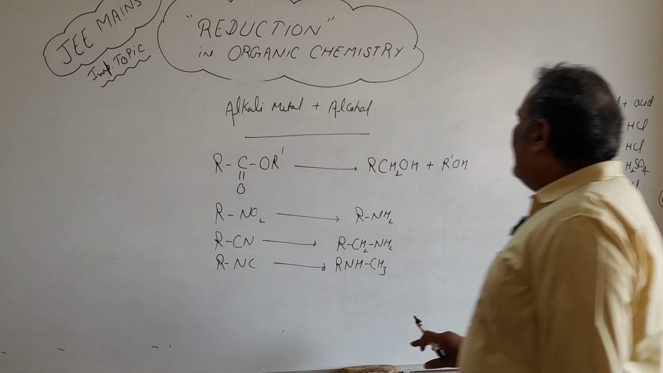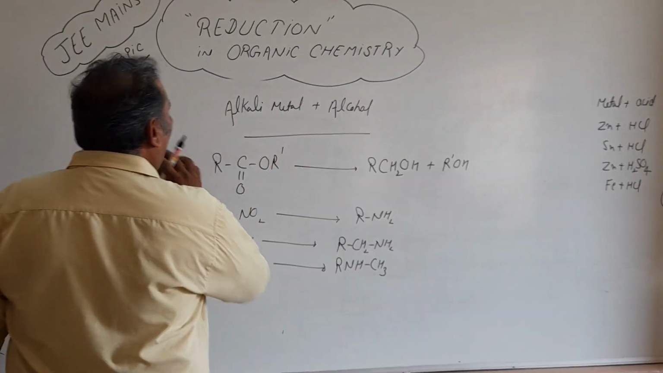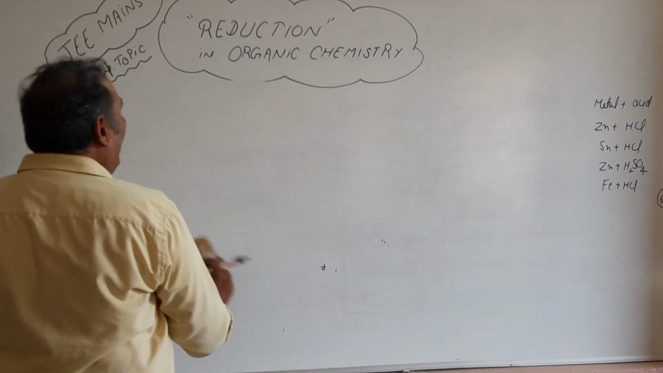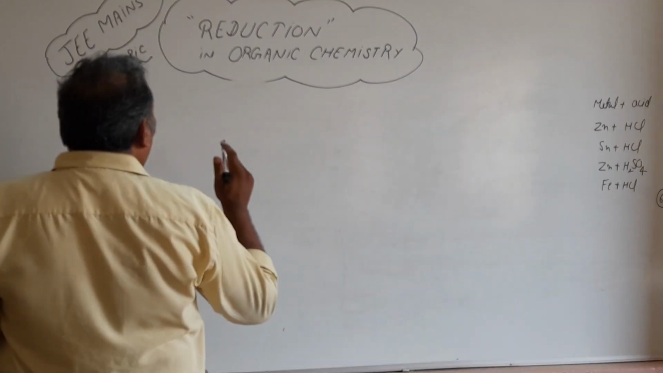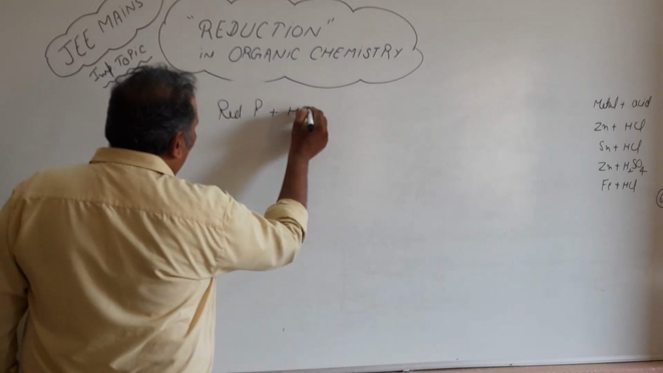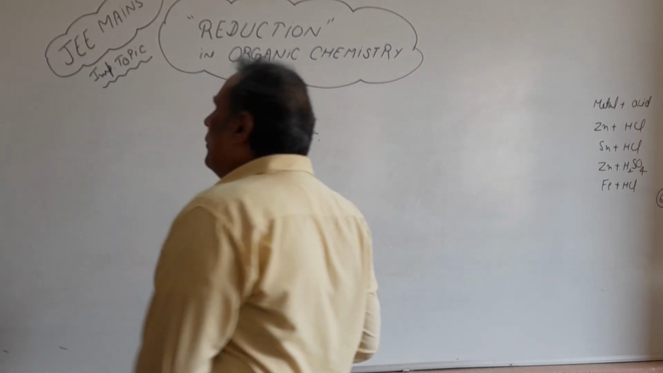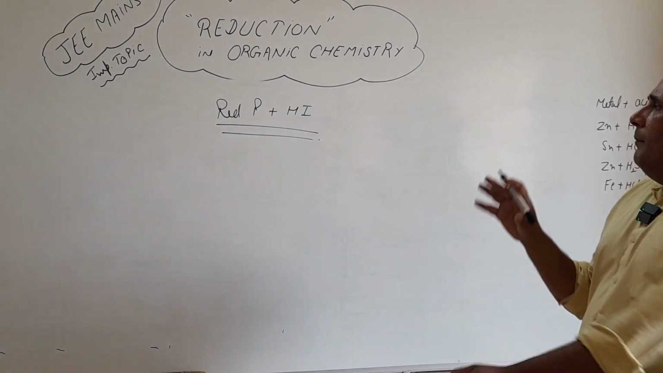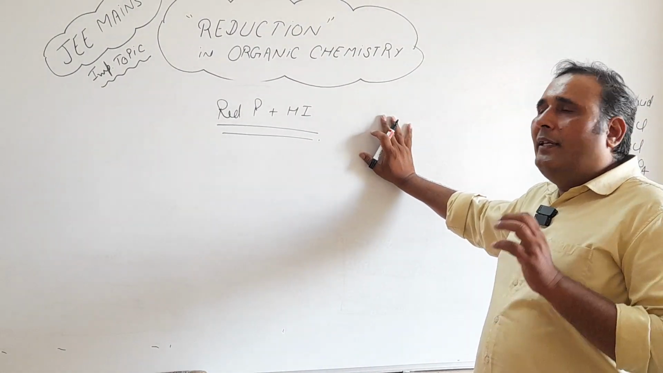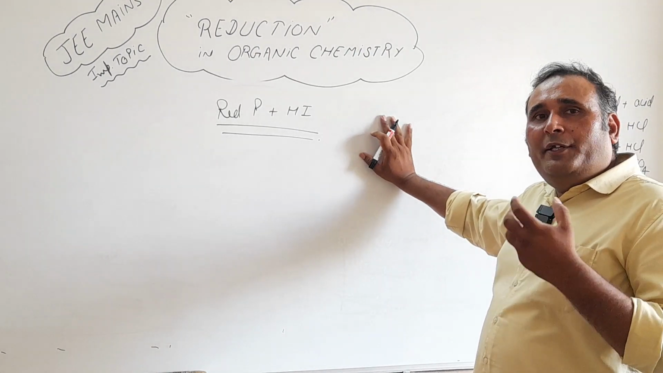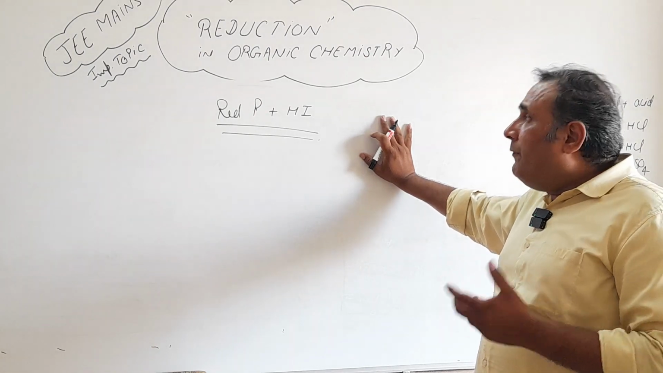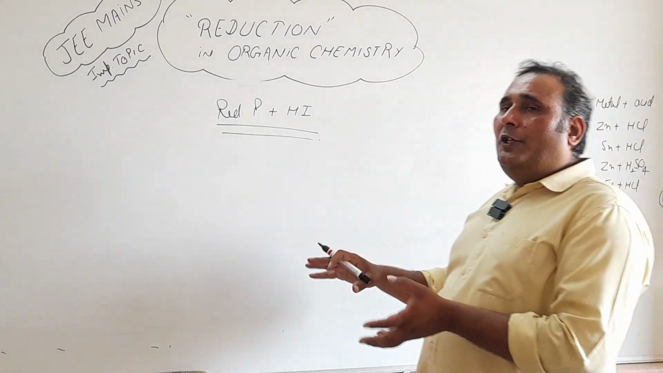And next is red phosphorus plus HI. Red phosphorus plus HI is also a very good and very important reducing agent. Why is it important? Because when we are talking about red phosphorus plus HI as a reducing agent, it reduces almost all functional groups into alkane. Means every functional group it wants to convert into alkane.